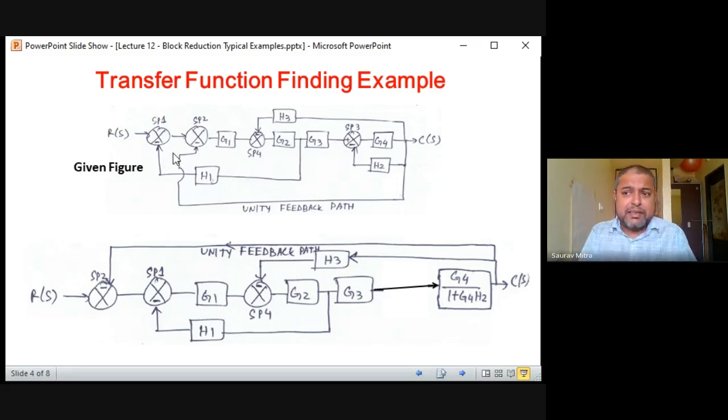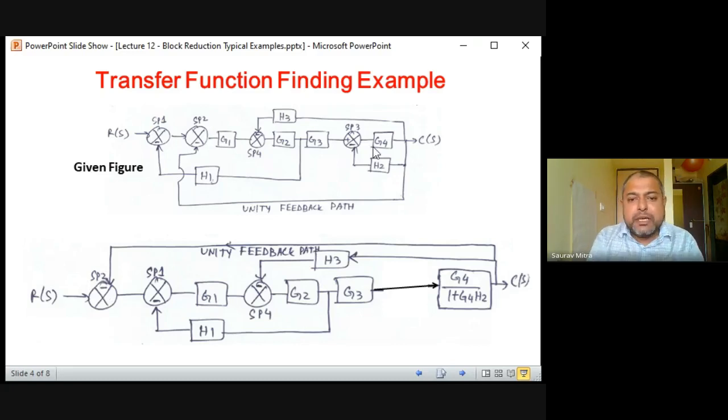While swapping the summing points, you have to remember one thing: whatever is connected with that summing point should not change. Only the position of the summing point should change. Here through SP1, H1 was connected, so SP1 H1 is connected. Feedback was negative here, feedback is negative here. That is not going to change. From the output to SP2 there was a unity feedback path. That path is also the same, and this is a negative feedback. So all these things are the same.